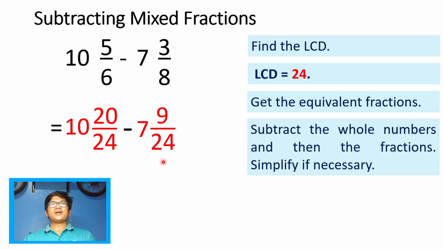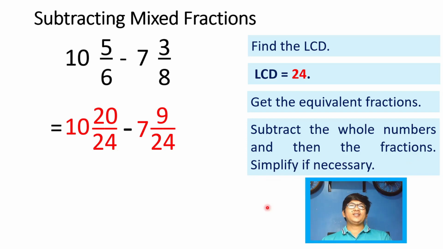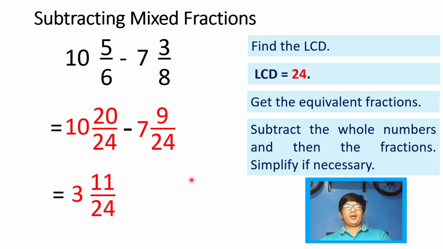So our next step is we need to subtract first the whole number or numbers and then the fractions. Then simplify if necessary. First, we need to subtract 10 by 7. So, we have the answer of 3. Then, after that, 20 over 24 minus 9 over 24, we have an answer of 11 over 24.